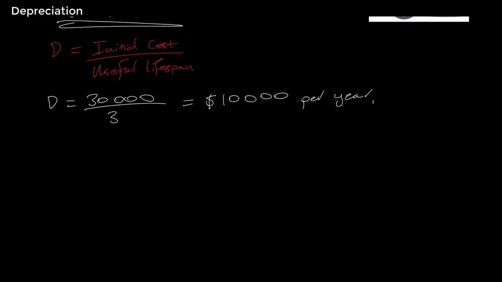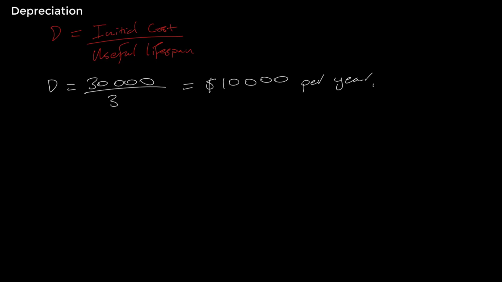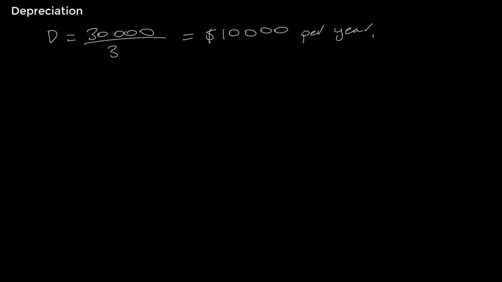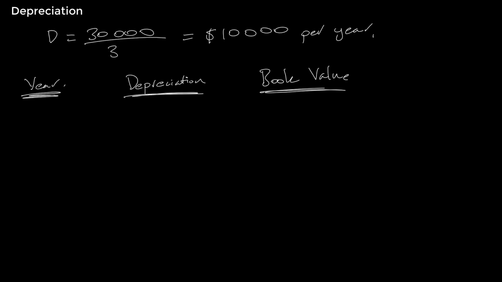Alright, so now all we need to do is form the depreciation schedule, and the depreciation schedule is just a way to show the book value of an asset over time, as well as how much the asset is depreciating each year. Okay, so let's make our depreciation schedule. We'll have the year, the depreciation amount, and the book value. We'll have year 0, 1, 2, and 3.